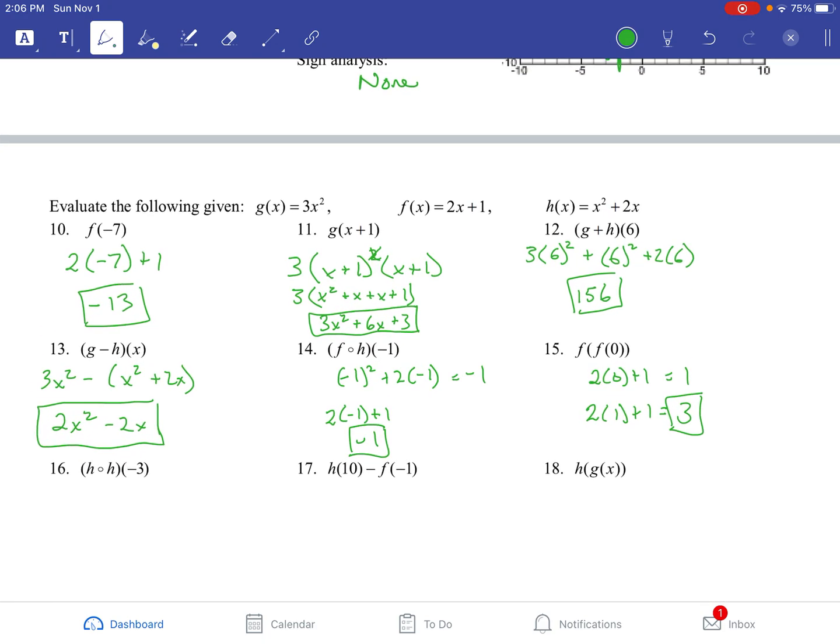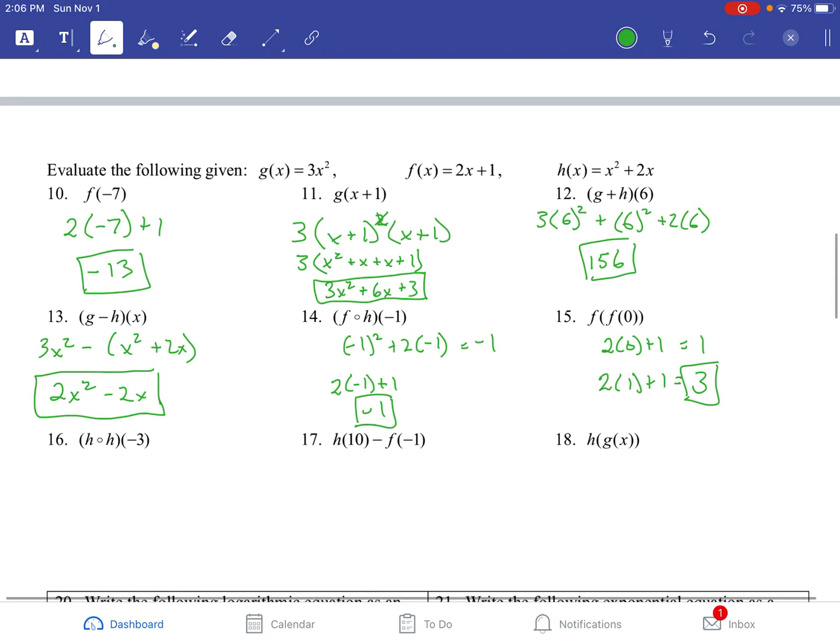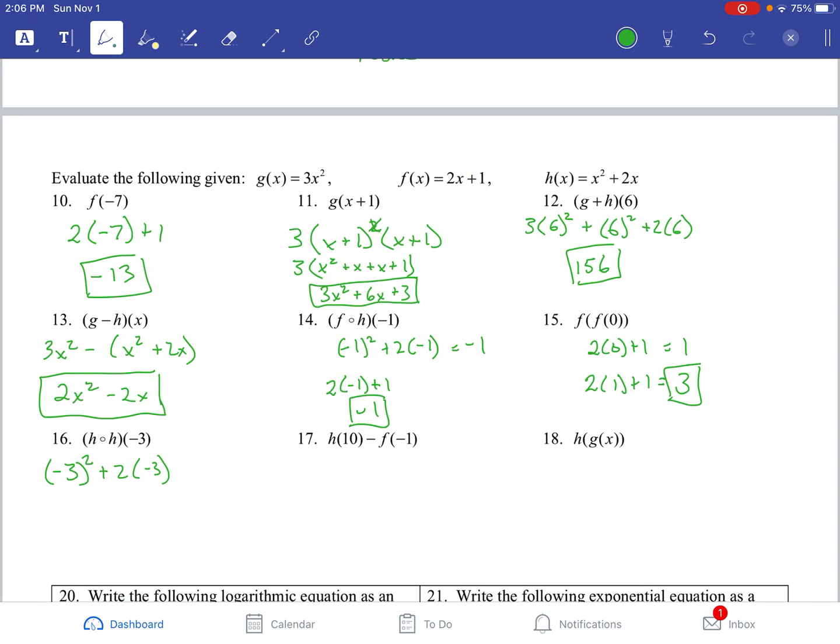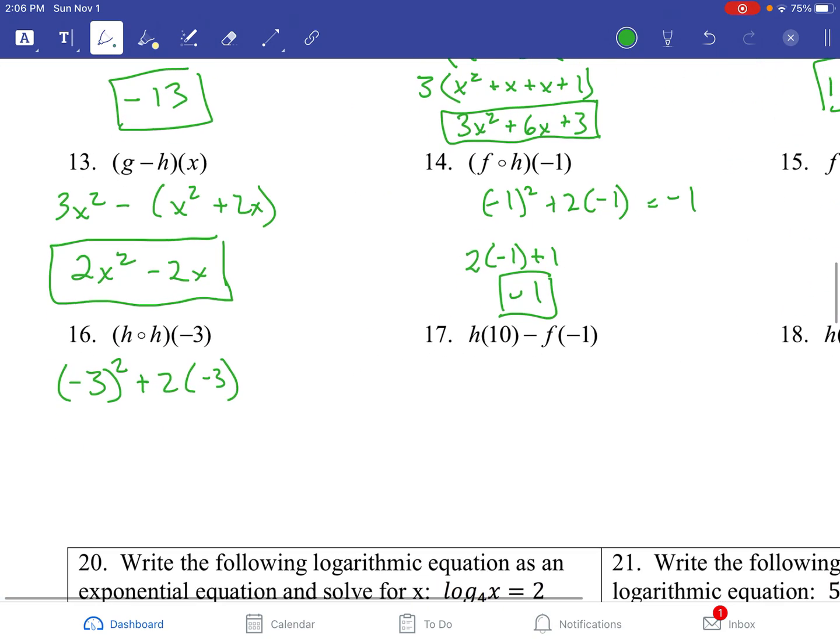All right. h of negative 3. So we're going to put negative 3 in for the h function. So we have negative 3 squared plus 2 times negative 3. All right, and that will give us 9 minus 6, which is 3. Now we're putting that value back into the h again. So we have 3 squared plus 2 times 3. And that's 9 plus 6, which is 15.